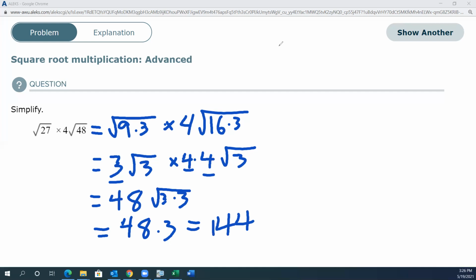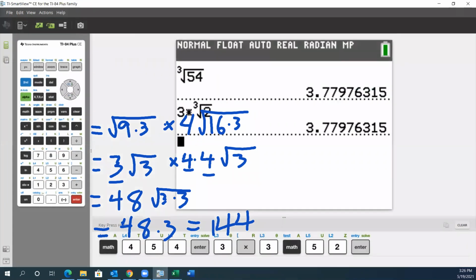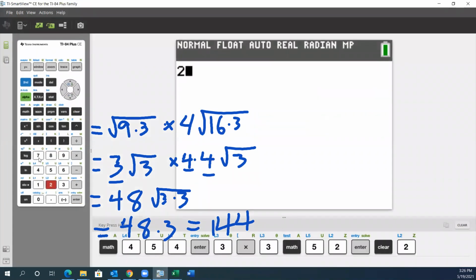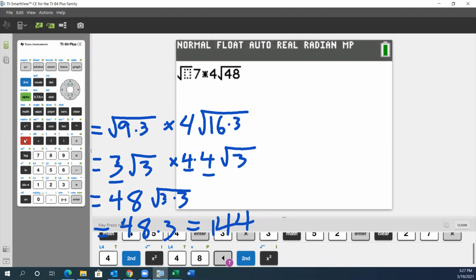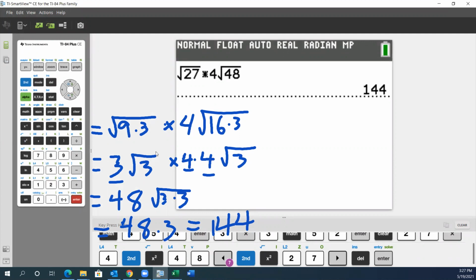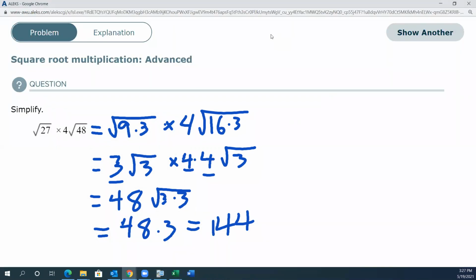And you know what, let's check it this time because I'm just feeling wild and crazy. So square root of 27 times square root of 48. Oh, wait a minute, square root of 27, huh? Yeah, that's kind of a thing, huh? And I get 144. No big deal. I'm going to check them every time on the calculator. At least if I was a student, I would every single time.